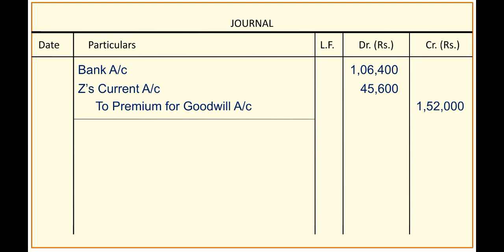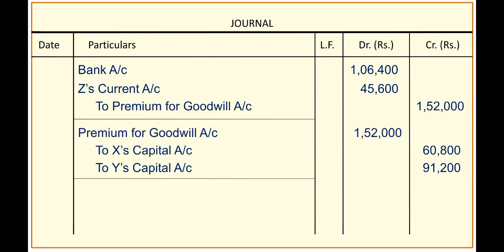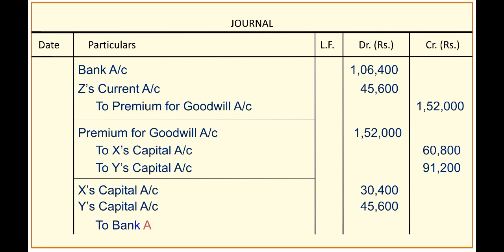Then this is to be distributed among the partners. You have seen X's balance was positive, so we will credit X's capital account 60,800, Y's capital account 91,200, and debit premium for goodwill 1,52,000. Now the partners are withdrawing 50%, so X will withdraw 50% of 60,800, and Y will withdraw half of 91,200, because they got this much amount in our second entry on this page. As they are withdrawing, money will go from the firm, so to bank account 76,000.